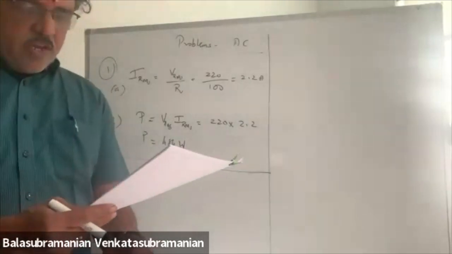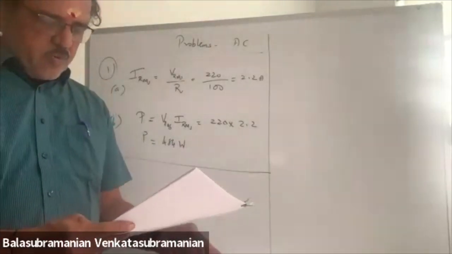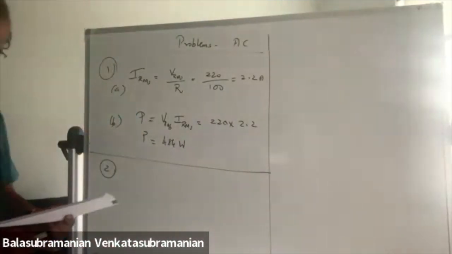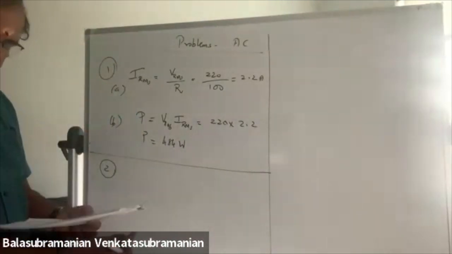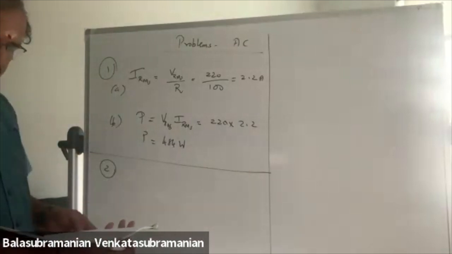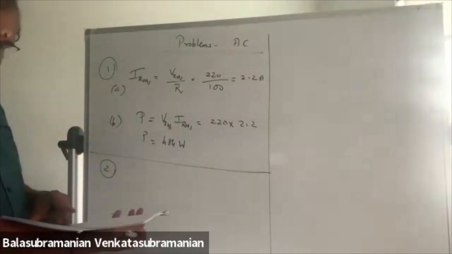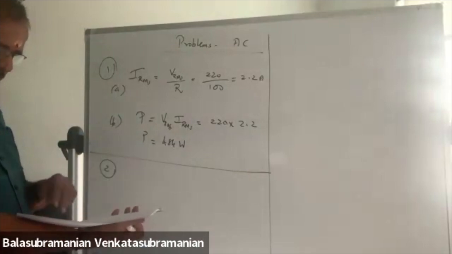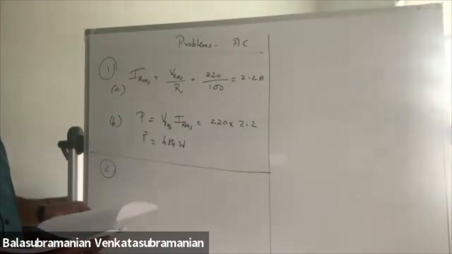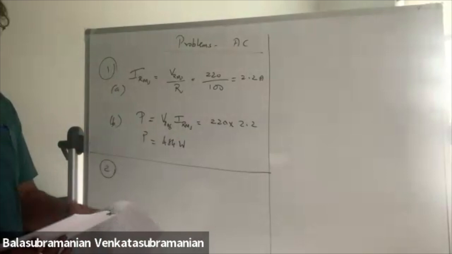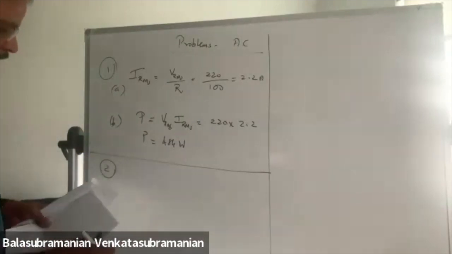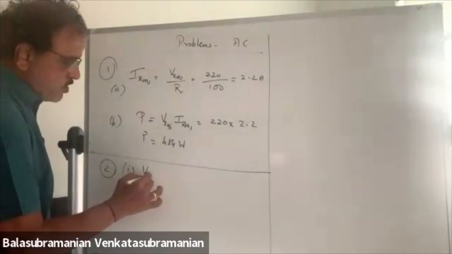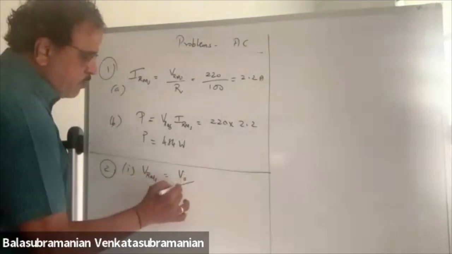The peak value of an AC supply is 300 volts. What is the RMS voltage? RMS value of current in an AC circuit is 10 ampere. What is the peak current? So, first case, RMS voltage is asked. VRMS is equal to V0 by root 2.